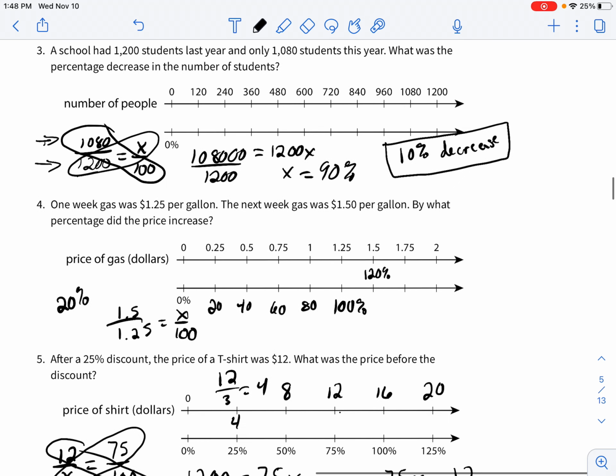Okay, next one. One week, gas was $1.25 per gallon. The next week, gas was $1.50 per gallon. By what percentage did the price increase? Once again, set up our cross product. Our new amount is 1.5, the old or original amount was 1.25. That's equal to x over 100. You take your cross product.